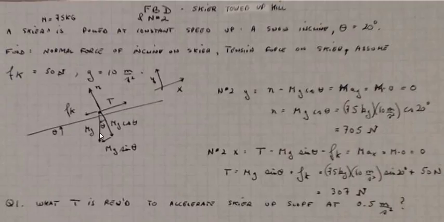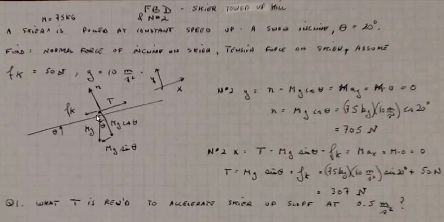a weight mg acting on them vertically down. It has a tension T of the cable parallel to the slope pulling them up. It has a normal force of the slope acting on them perpendicular to the slope, and a kinetic frictional force opposing the motion.